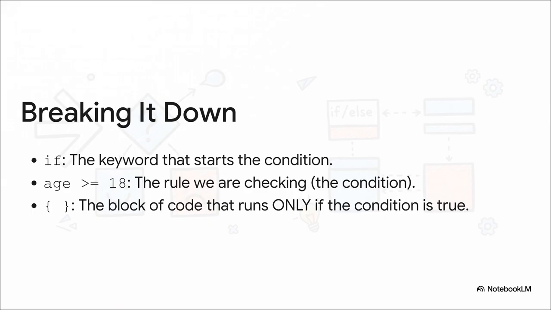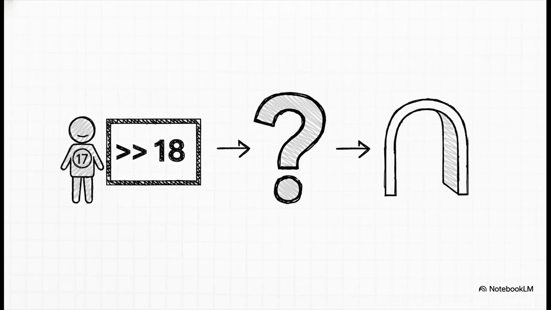Let's break that down piece by piece, because the structure is really simple. You have the if keyword, that's what starts the whole thing. Then you have the condition itself, age greater than or equal to 18. This is the question, and it has to evaluate to either true or false. And finally, you have the curly braces. They create a block of code that only gets to run if that condition is true. Simple as that.